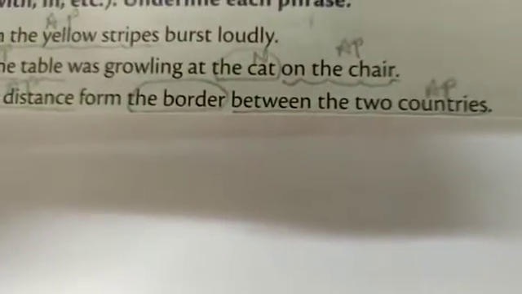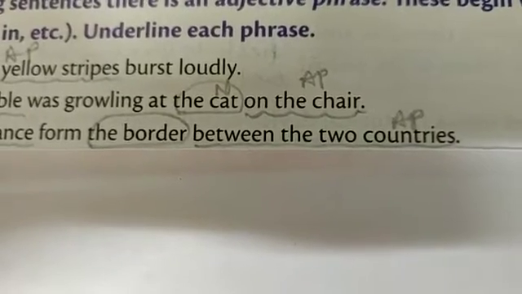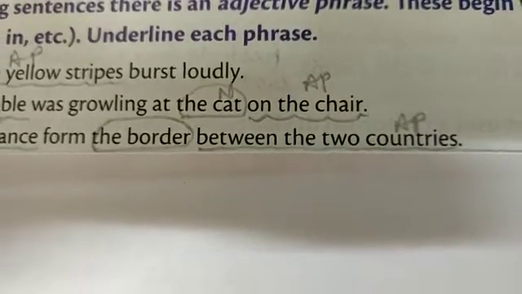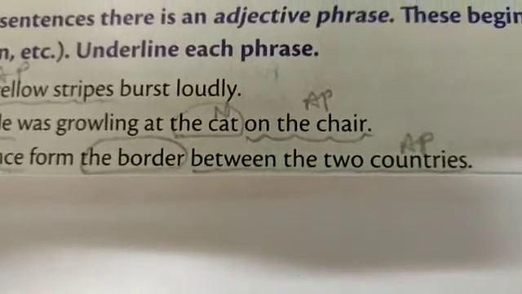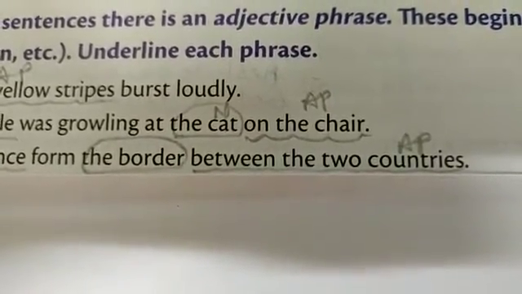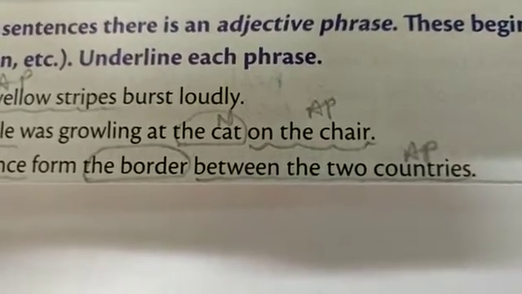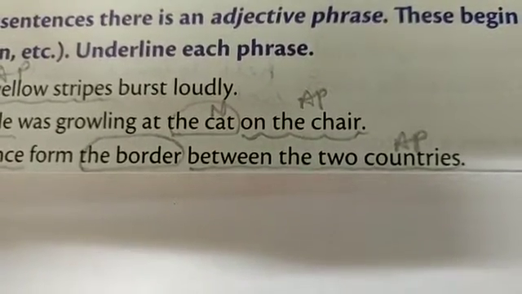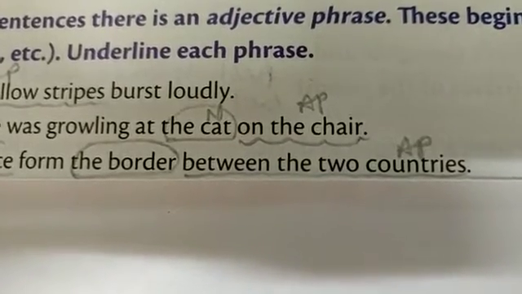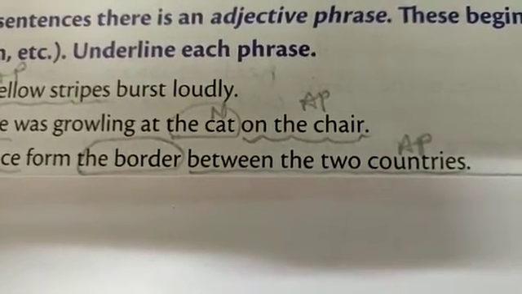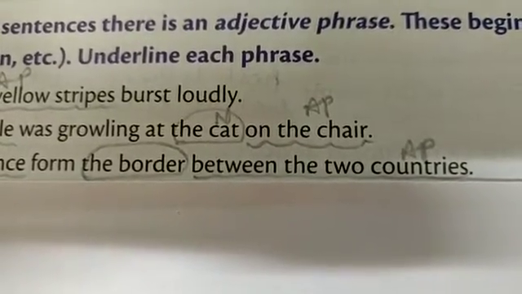Right? Now, the second part of the sentence, the border between the two countries. Between is also a preposition. So it is showing the relationship between what? Which subject and which object? The subject is the border. The two countries is the object. So between the two countries is also an adjective phrase.